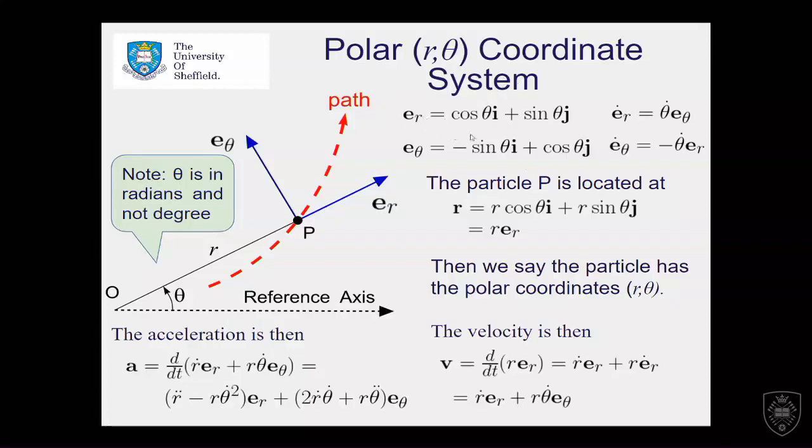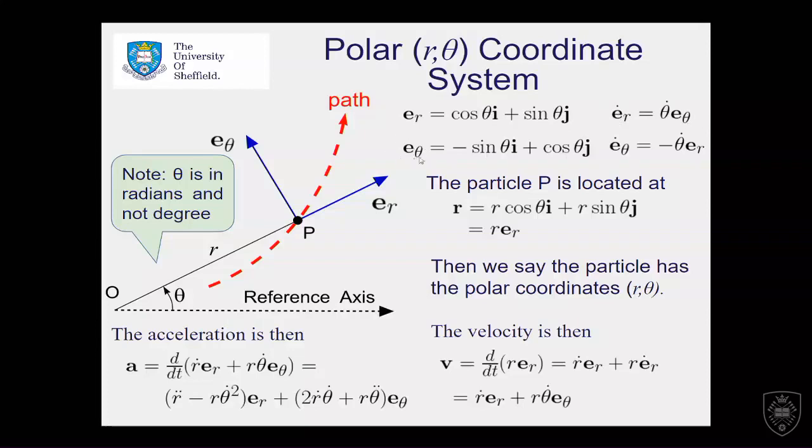We always use e_r as the way we define it. It points from the origin to the particle. And if you differentiate e_r, you can use the chain rule for cosine and sine and deduce that the derivative of e_r is just theta dot times e_theta.